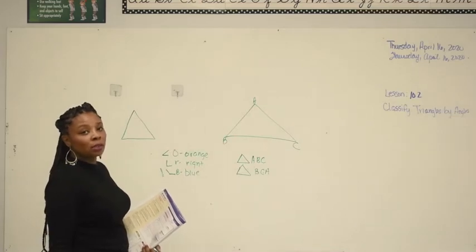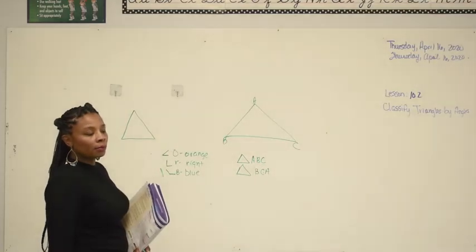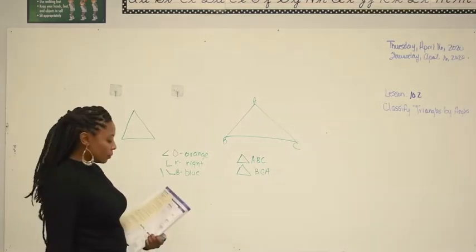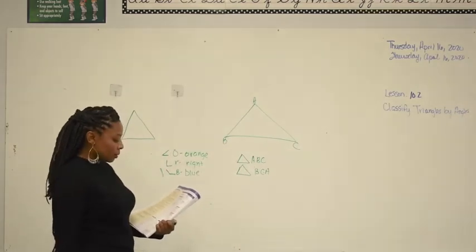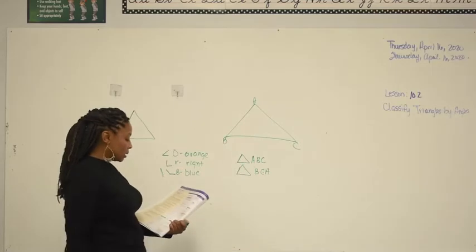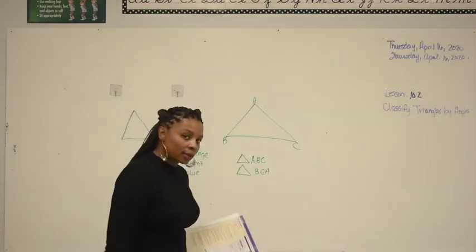An obtuse angle is more than a right angle, but less than a straight angle. And then the 3 acute angles, and a right angle is 90 degrees, obviously. And the right angle, remember, is going to have that little square inside of it.